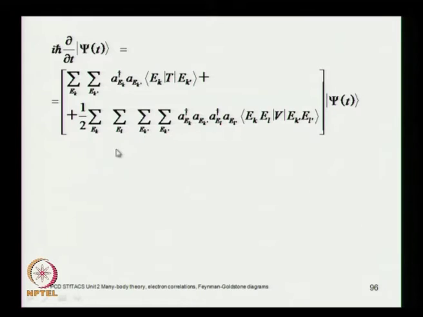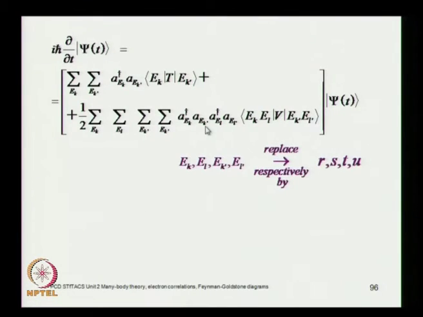So, I have brought that expression to the top of this slide here, but now for simplicity I will replace the labels Ek, El, Ek prime and El prime respectively by R, S, T, U, and mind you, there has to be a one-to-one mapping, do not mix them up, because the ordering is very important. So, I am making the notation a little simpler, so that R, S, T, U are effectively single particle quantum states.